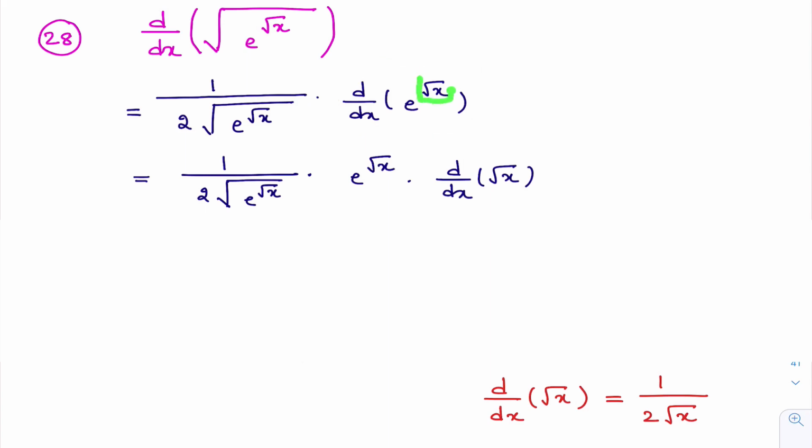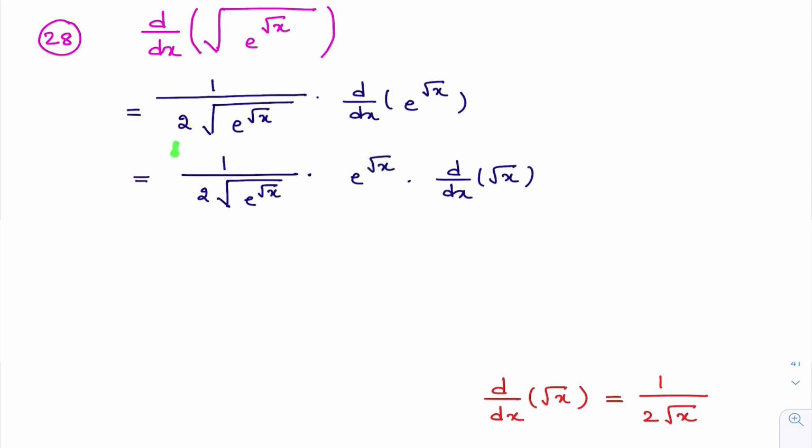What I'll do, I'll imagine this root x as x. If you imagine this root x as x, it looks like e power x. Derivative of e power x is e power x. So derivative of e power root x is e power root x into, which one you imagined as x, you need to differentiate it, d by dx of root x. I hope you are understanding.